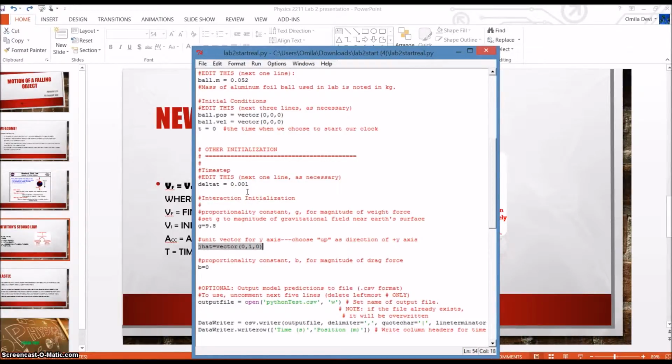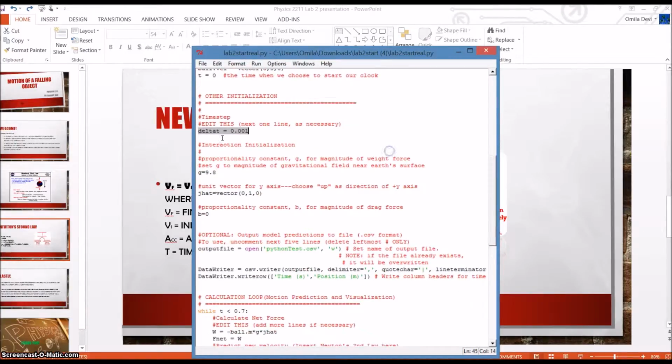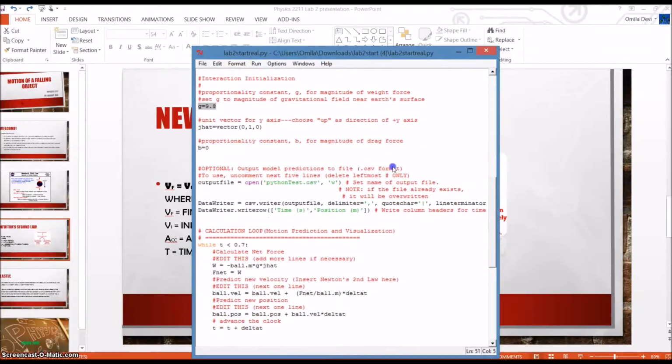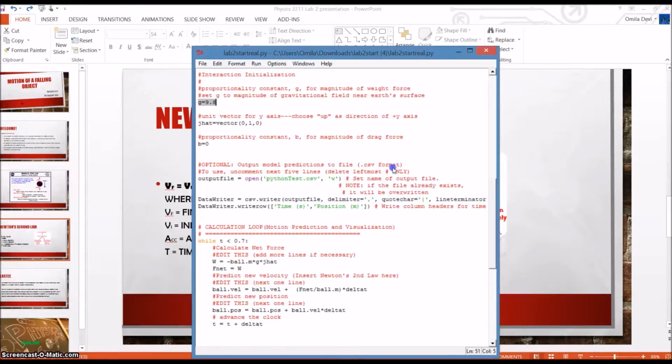Delta t was set to be 0.001, so the motion of the ball and how it was affected by force could be seen more clearly. The acceleration due to gravity on Earth is 9.8 meters per second squared, which was the value used for g in the code. g was a variable used in the code. The direction vector matches the way the axes were set up on Tracker.